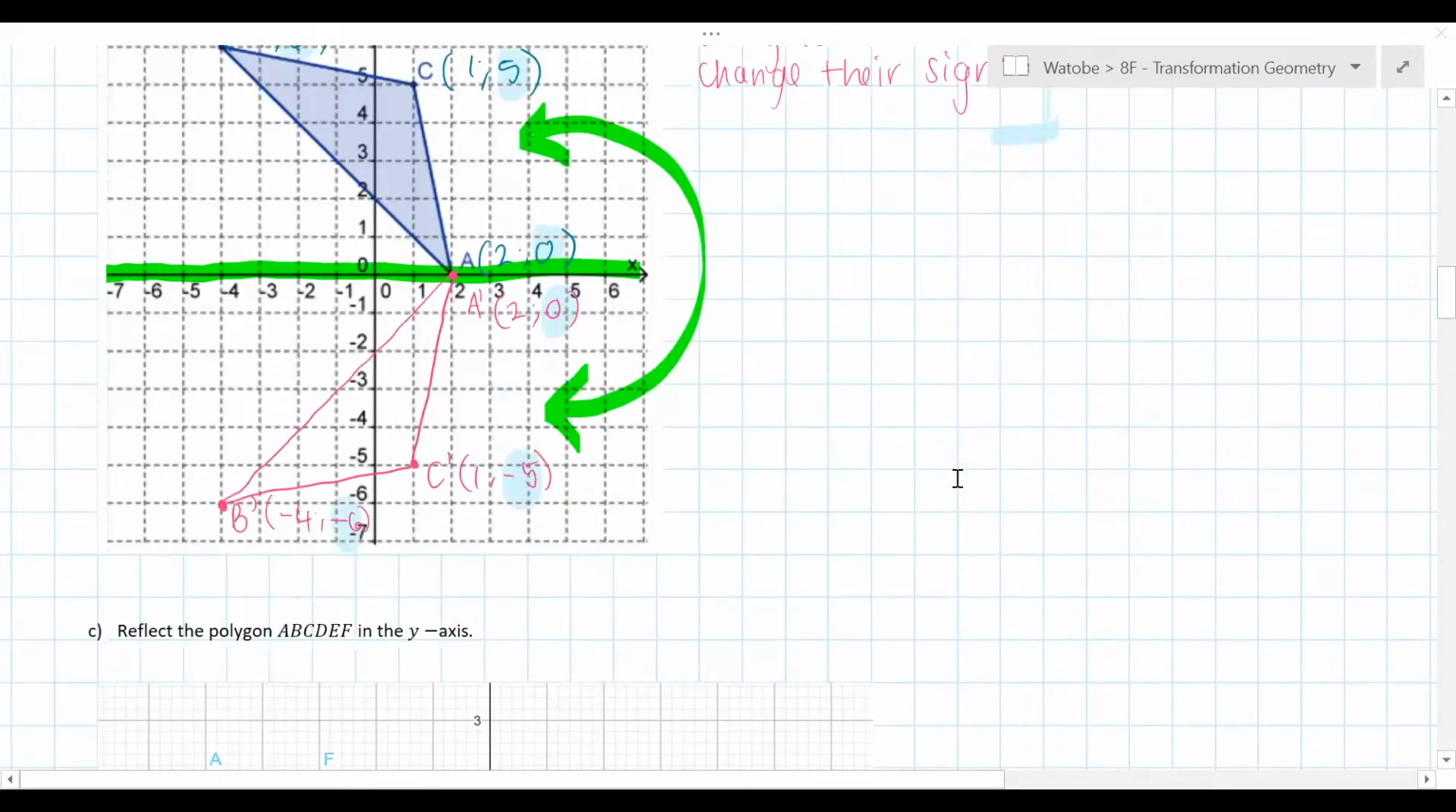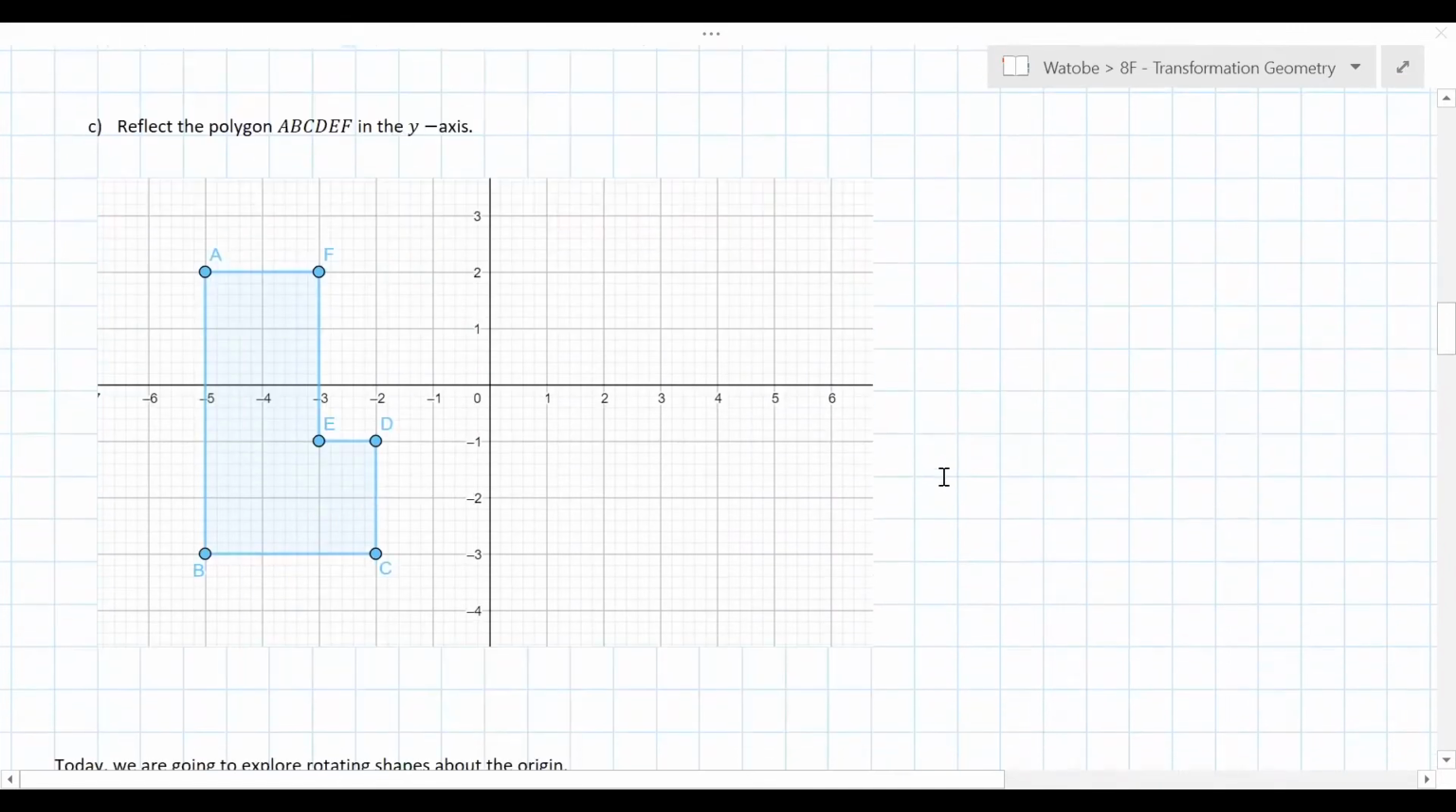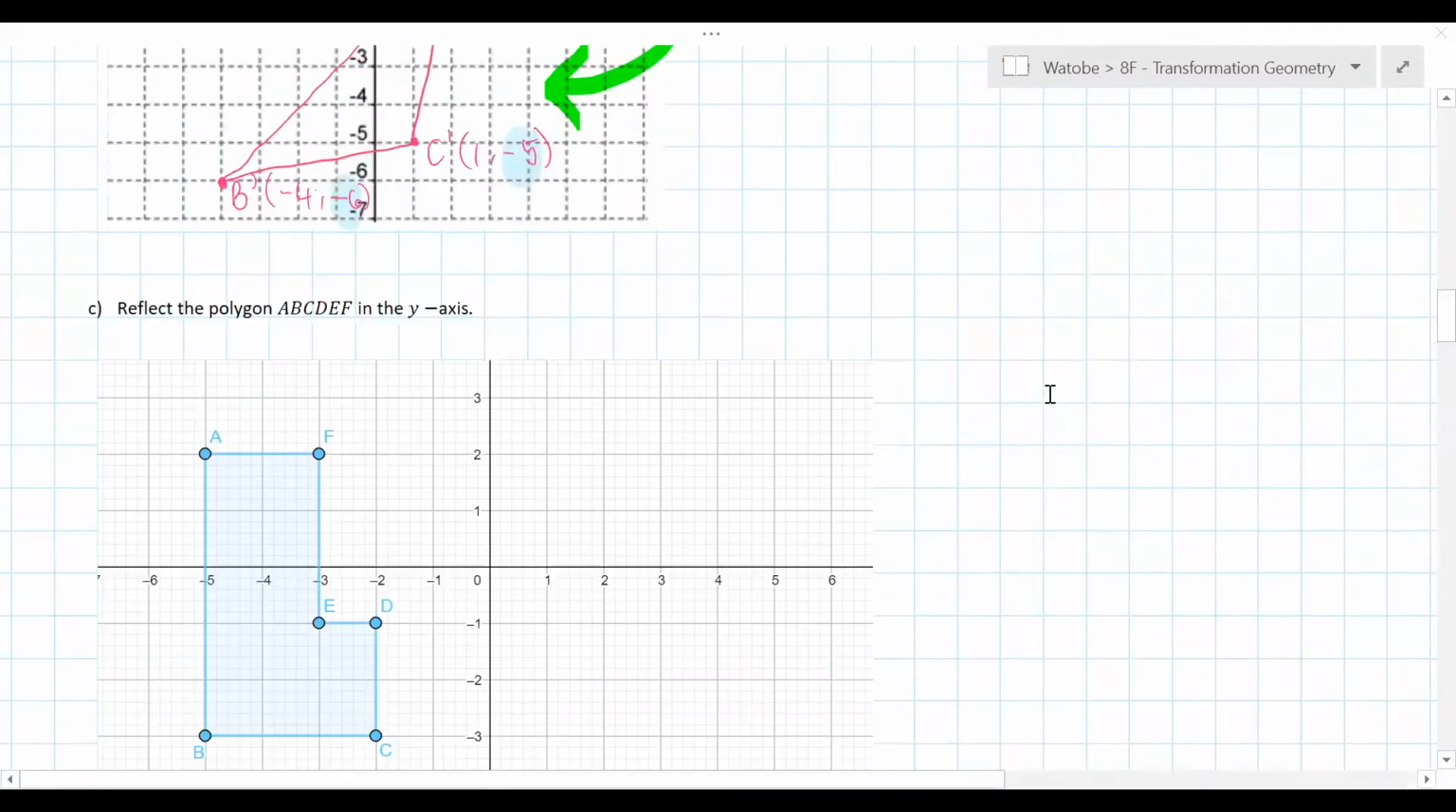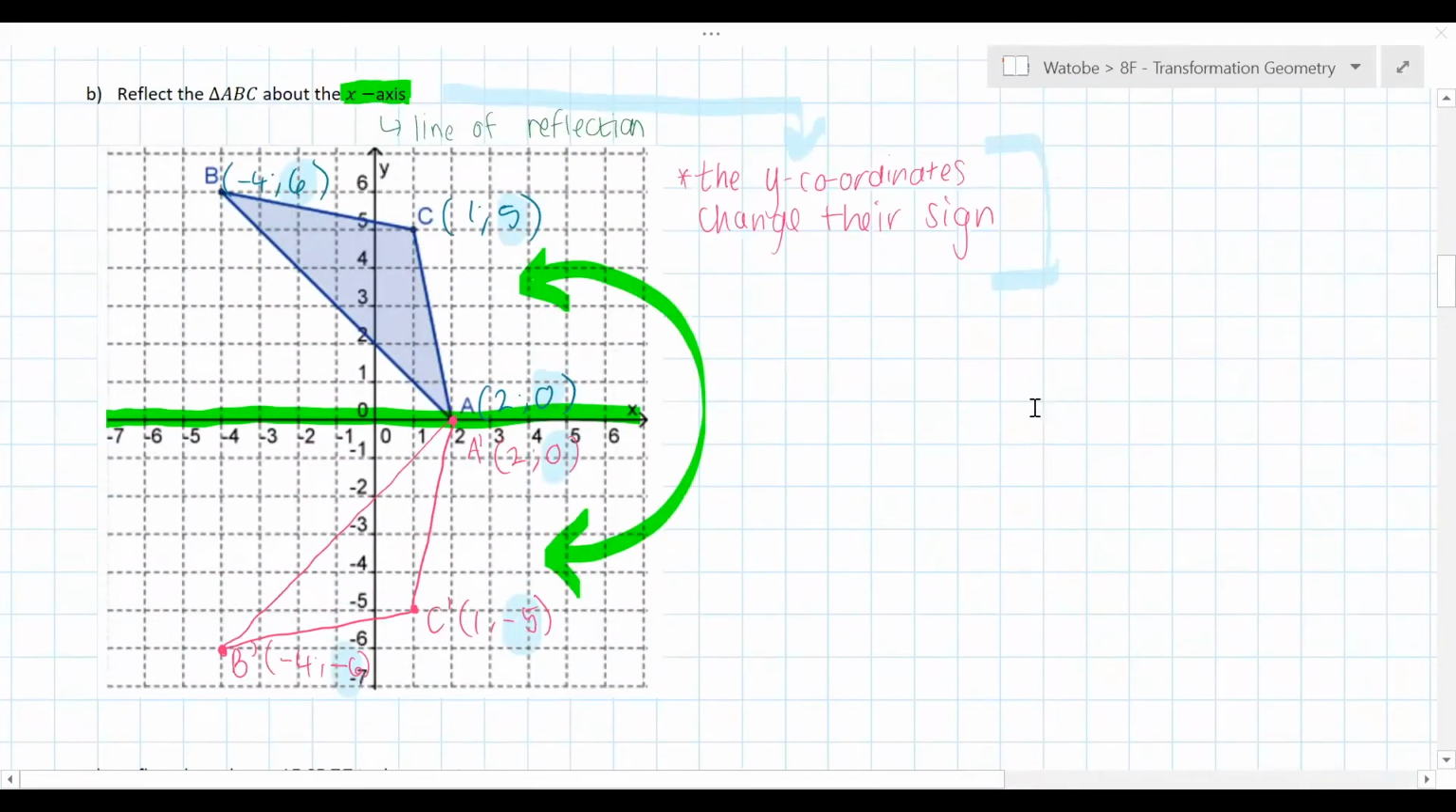Cool. So let's have a look at the last reflection that we spoke about. Okay, before I do that, Sihle, do you have a question? Ma'am, on our second question, the second sum, does the line of reflection always have to be the horizontal line? No, it doesn't always have to be.